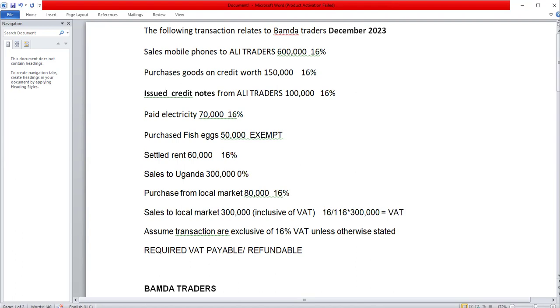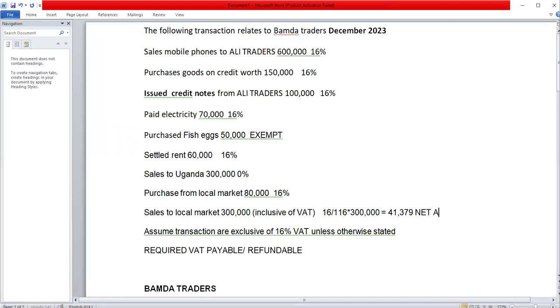But the other option could have been you first get the net amount. If I do this question, if I get the VAT, if I take 16 over 116 times 300,000, this is going to give me 41,379. But now there's another option of doing this by getting the net amount.